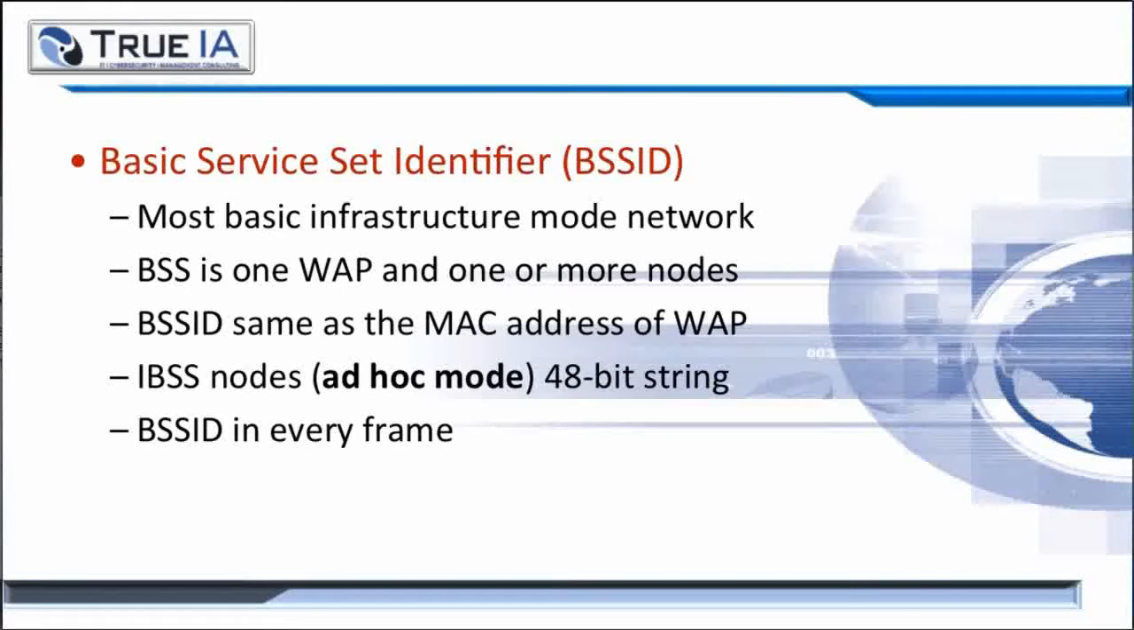So let's talk about some of these service sets, if you will. Starting with the Basic Service Set Identifier. It is the most basic of the infrastructure modes. BSS, remember, is one WAP for multiple computers. The BSSID is the MAC address of the WAP itself. When operating in IBSS mode, the nodes in ad hoc mode use a 48-bit string.